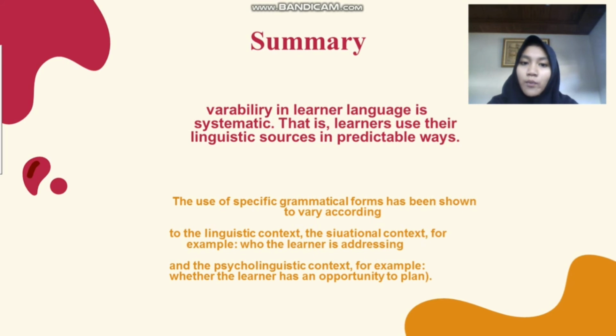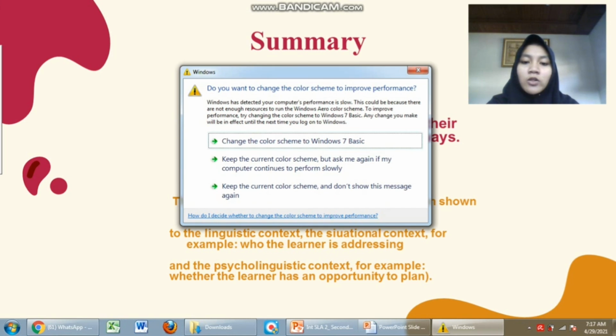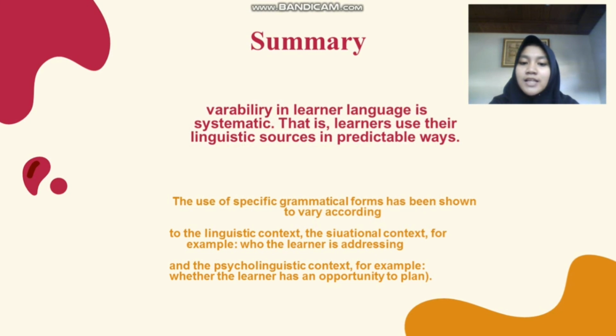Variability in learner language is systematic. That is, learners use their linguistic source in predictable ways. The use of specific grammatical forms has been shown to vary according to the linguistic context, the situational context, for example, who the learner is addressing, and the psycholinguistic context, for example, whether the learner has an opportunity to plan.